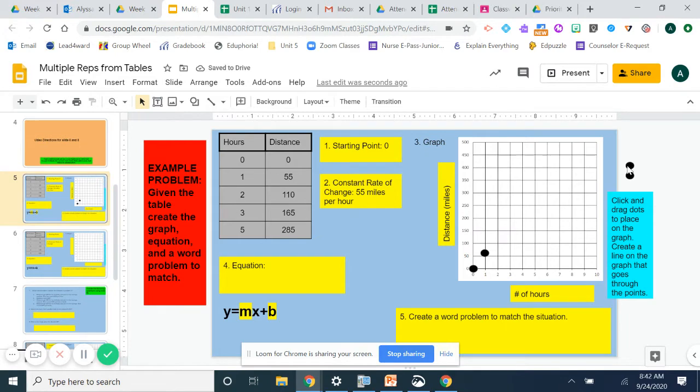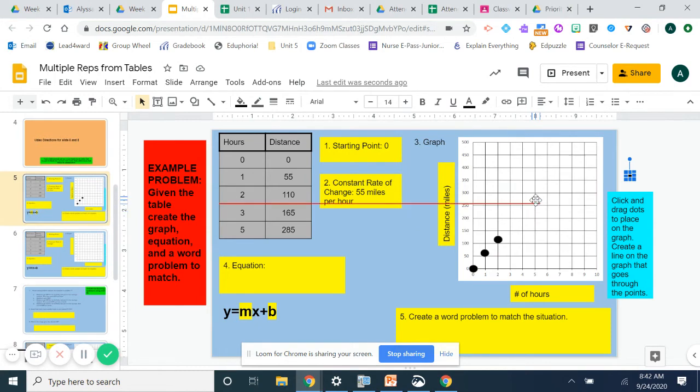2 hours, they were at 110. So 2 hours, here's 100. 110 is right above that. So I'm going to place it right there. And then I'm going to skip the 3 hours and go to the 5 hours. So at 5 hours, they covered 285 miles. So here's 5 hours. Here's 250. So 285 is just above that.